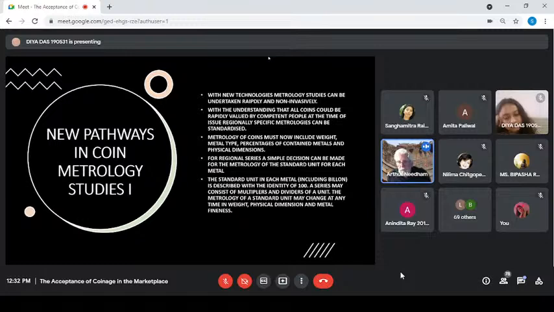A series may consist of multiples and dividers of a unit. You can have 2 units, so instead of 100 it may be double that, or it can be a tenth of that, or a 16th. The metrology of a standard unit may change at any time in weight, physical dimension, and metal fineness. That is part of the understanding. Next slide, please.